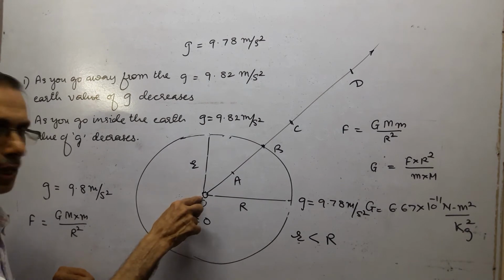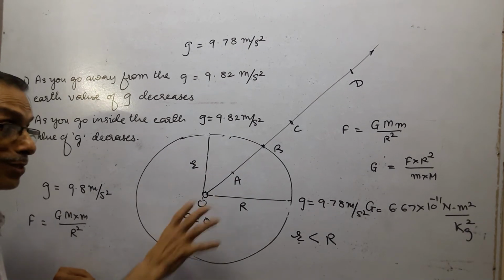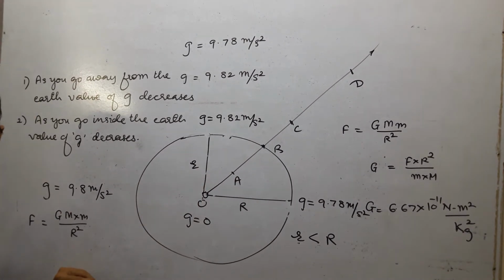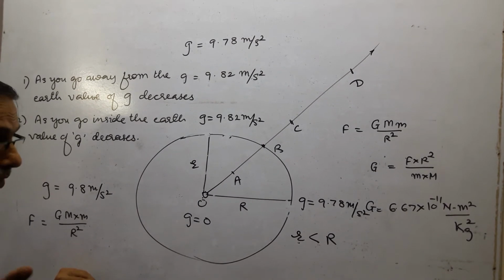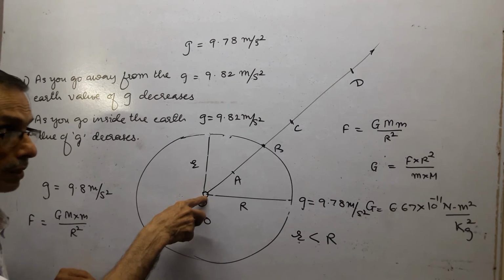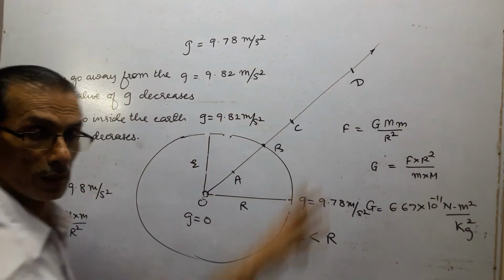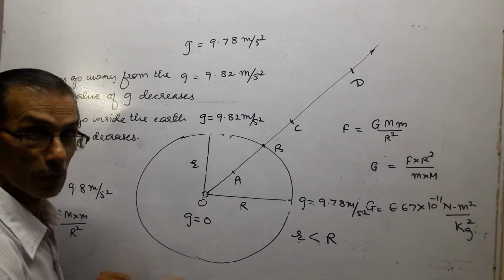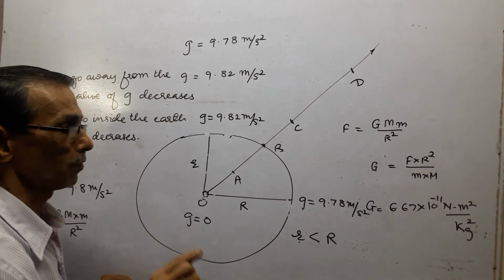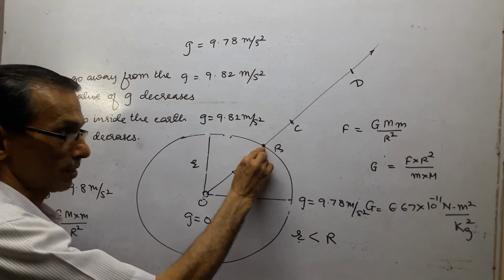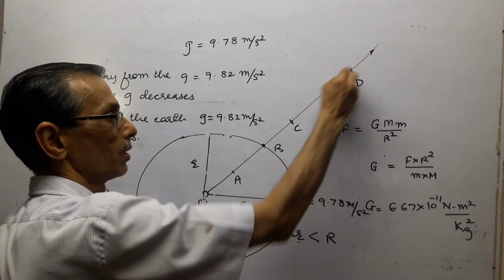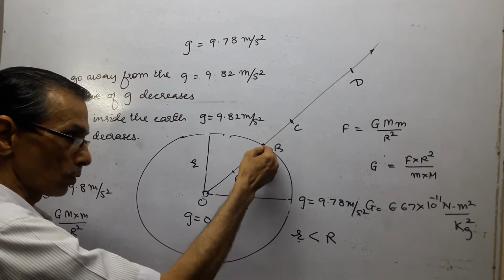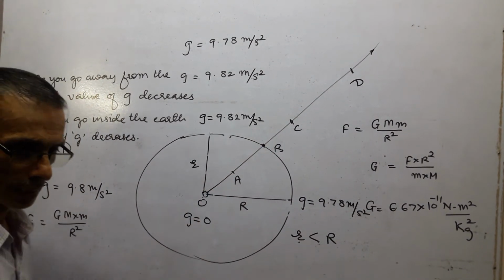So at the center of the Earth, the weight is 0, but the mass is not 0. So take note of this. This type of question can be asked: if a line is drawn from the center of the Earth up to infinity, where do you find the maximum weight? The maximum weight is on the Earth's surface. As you go away, the weight decreases, and as you go inside, the weight also decreases.